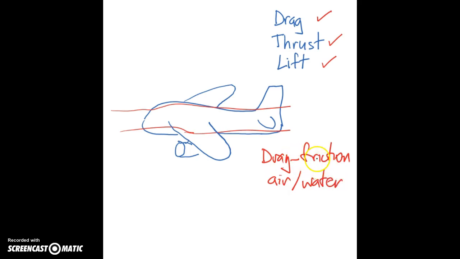As they move along the surface, just like as we move two solid surfaces past each other, there's some interaction between them that slows the movement of the airplane or perhaps the boat. That's referred to as drag. And like friction, drag will tend to resist the motion through the fluid, the air or through the water.